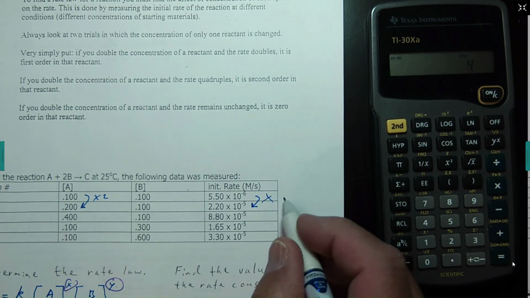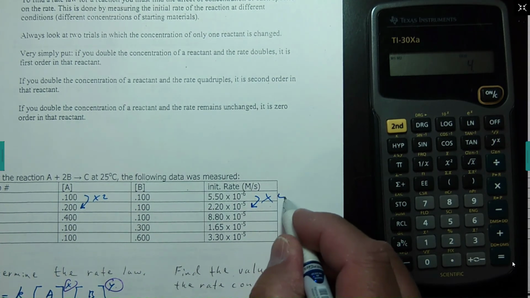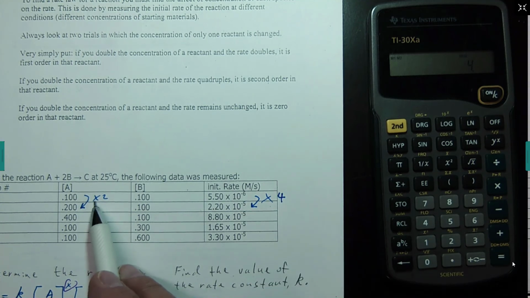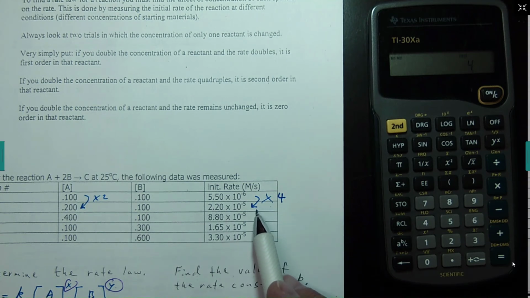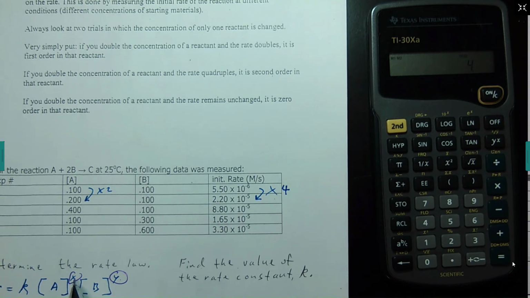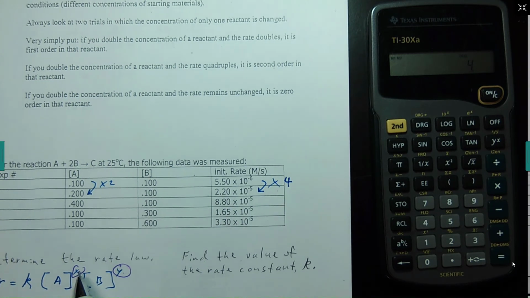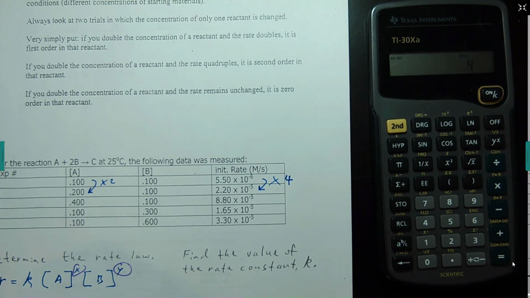I doubled the concentration of A, and the reaction is going 4 times faster. That tells me that this number is a 2. So my rate law has now boiled down to: the rate equals K times A squared, B to some power Y.